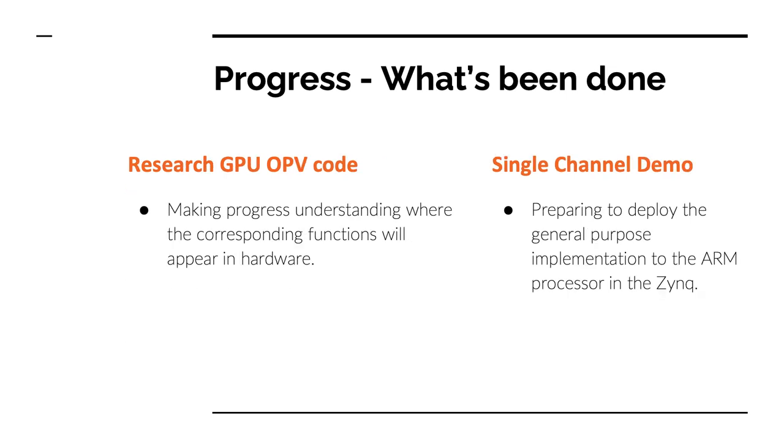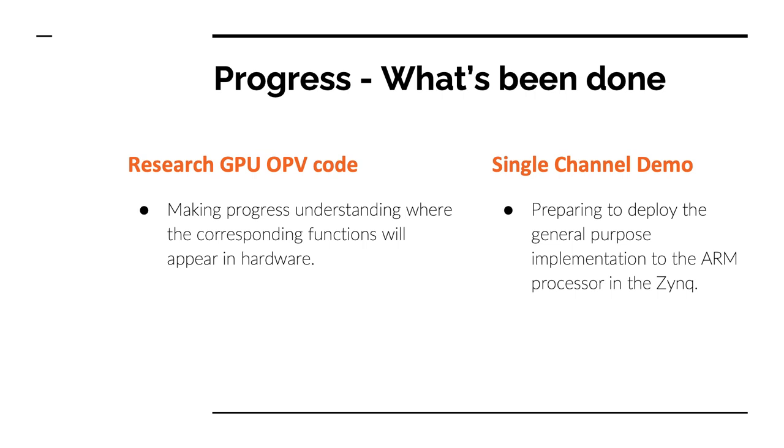Some other progress. Other members have been researching the general purpose processor Opulent Voice code. There's been a lot of progress understanding where the corresponding functions will appear in hardware. You may have seen we're going back through the archive, publishing some older documentation on where the code was originally forked from. And there's also been updates to the descriptions of what the code currently does. There's significant changes there.